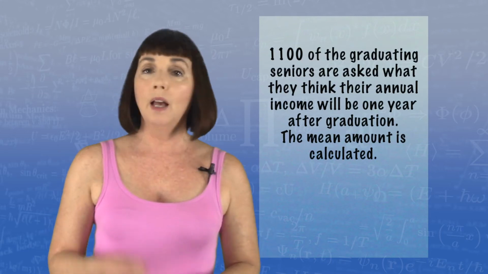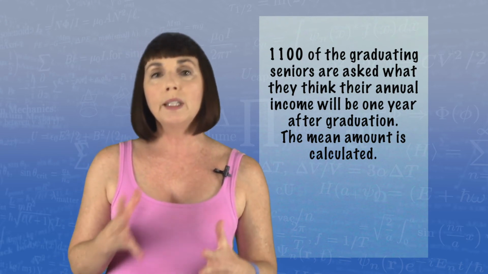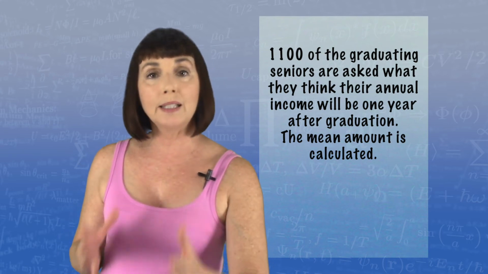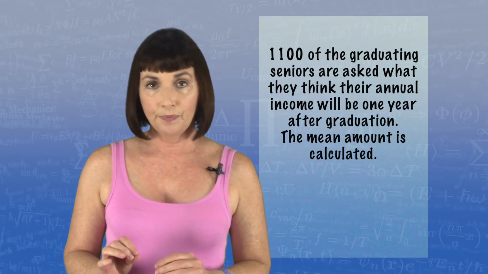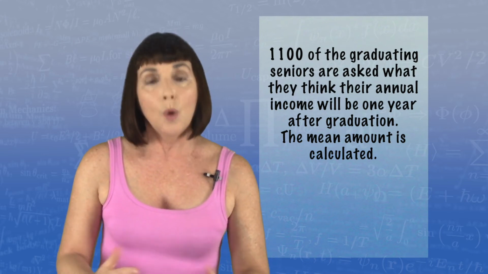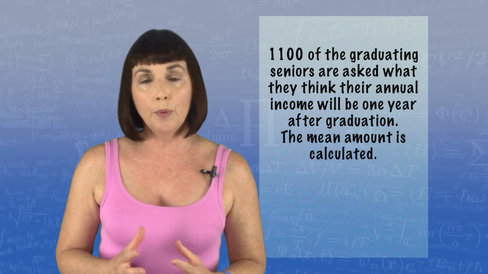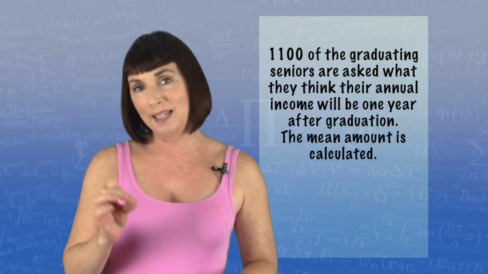Okay, here's another example. 1,100 of the graduating seniors are asked what they think their annual income will be 1 year after graduation. The mean amount is calculated. Is that a parameter or a statistic? It's a statistic. We're only considering a portion of our entire group. So we have a sample, and what we're calculating is a sample mean.